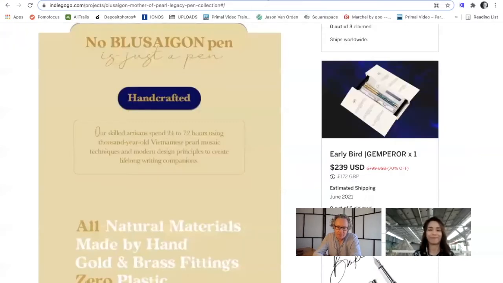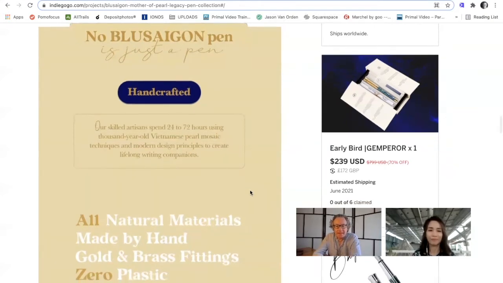One thing, again, just emphasizing the craftsmanship. Let's look at that in the backstory. As you say, it is handcrafted, and I think you were saying in the main interview that up to 100 artisans are trained up to produce these pens. And it says here, our skilled artisans spend 24 to 72 hours using 1,000-year-old Vietnamese pearl mosaic techniques, and that's the pearls from the oceans, and modern design principles to create lifelong writing companions.